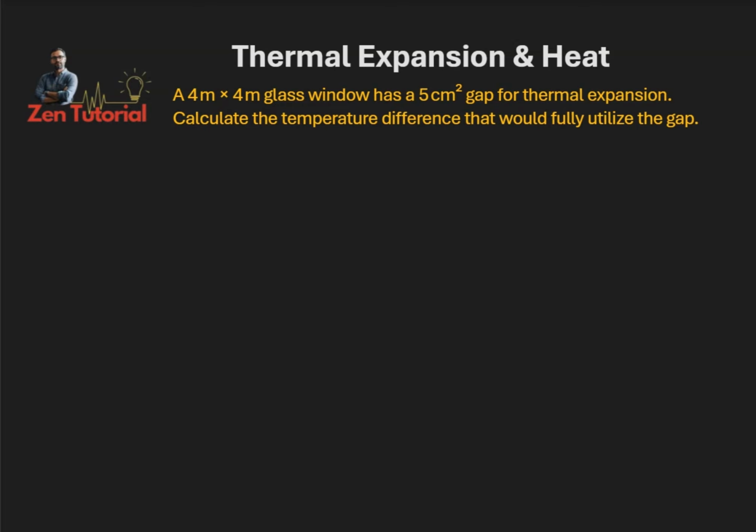The area of a window is 4 times 4 meter. It means the area is 16 meter square, and there is a 5 centimeter square gap for thermal expansion.